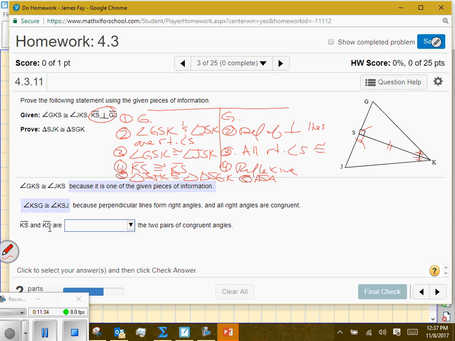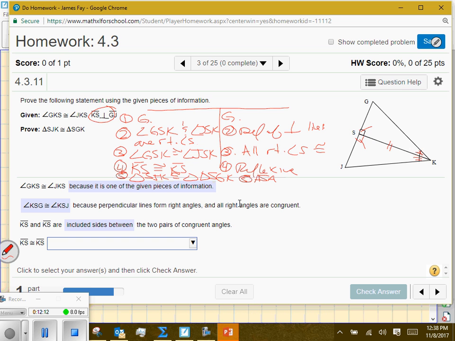And now they say, okay, KS is congruent to KS because, reflection. Yeah, okay. Which, you're right, reflexive, but my options here are included sides between the two pairs of congruent angles, and that's exactly what we're saying when we use the reflexive property, right? But you're right, that's just not an option. But if you're writing this by hand, of course, don't say it that way. Use the reflexive property. Say KS is congruent to KS because of the reflexive property. It's just a little bit better way of writing that. But now we've got that, okay?